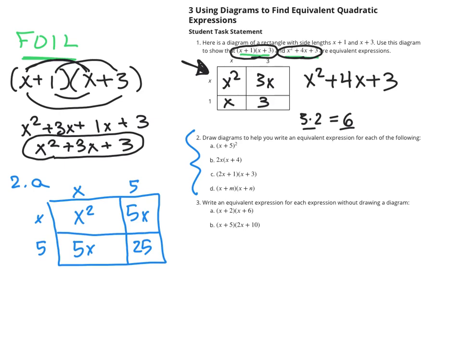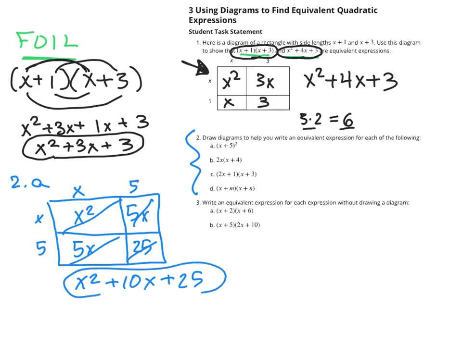Now I collect like terms. And I always cross things off when I collect like terms. X squared, 5x plus 5x is 10x. And I can't do anything with a 25. So we got that one. All right, I'm going to transfer these to another slide.